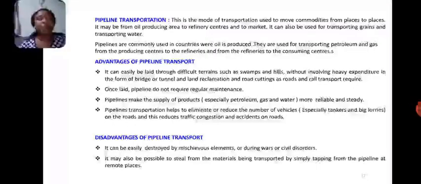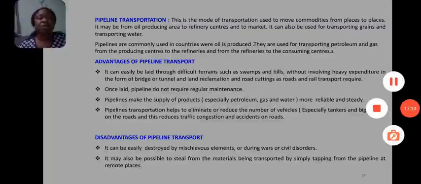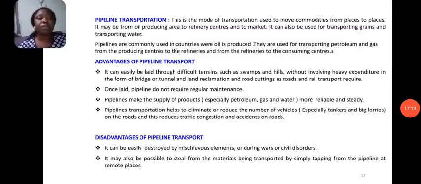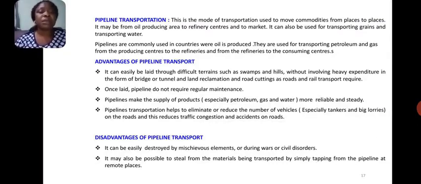Pipeline transportation. This is the mode of transportation used to move commodities from place to place. It may be from oil producing areas to refinery centers and to the markets. It can also be used for transporting grains and water. Pipelines are commonly used in countries where oil is produced. They are used for transporting petroleum and gas from the producing center to the refineries and from the refineries to the consuming centers.